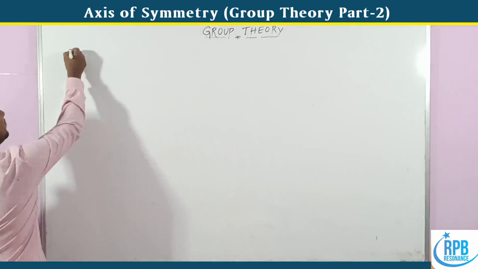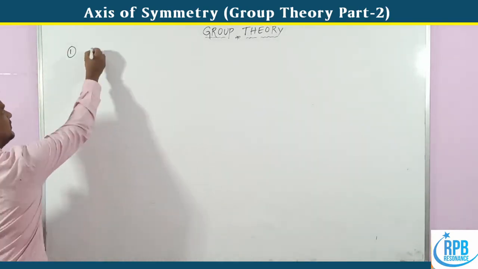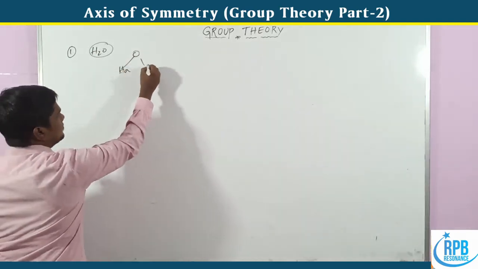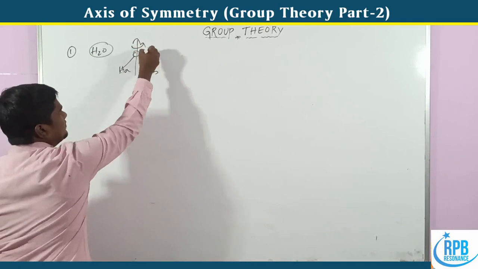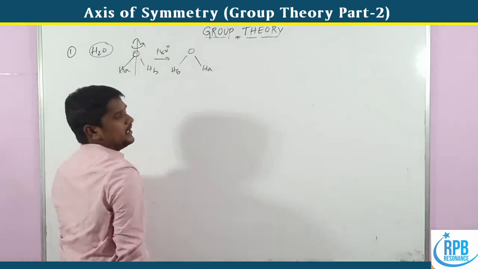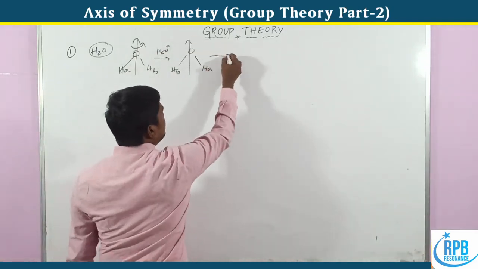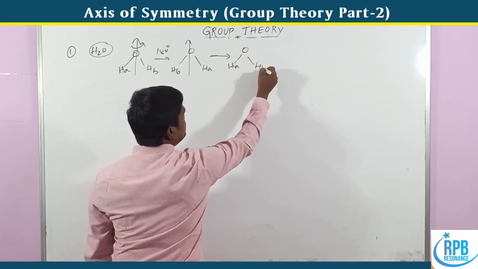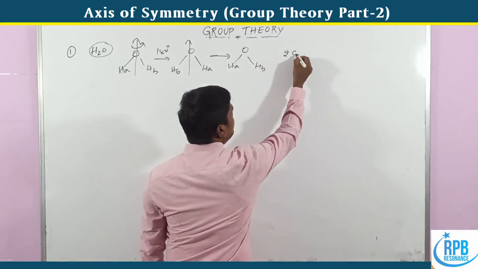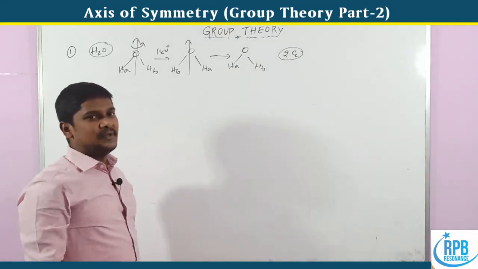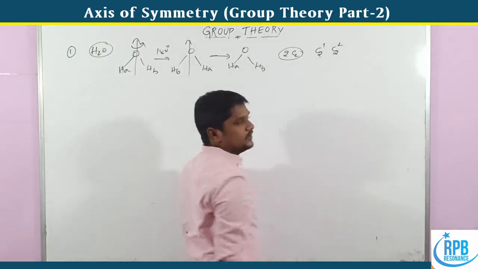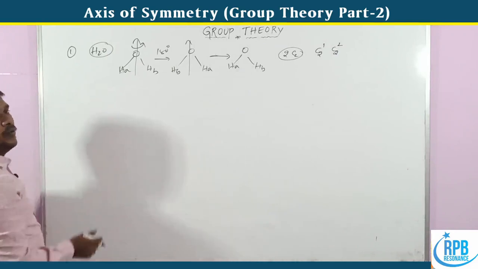First one is like a water molecule. We know that this is a very simple one, which is already discussed. HA, HB. So the rotation that will produce the equivalent configuration is 180 degrees. Again, one more 180. It produces the identical configuration. So two C2s are present. Simply those two C2s are C21 and C22. This is the water kind of molecule.